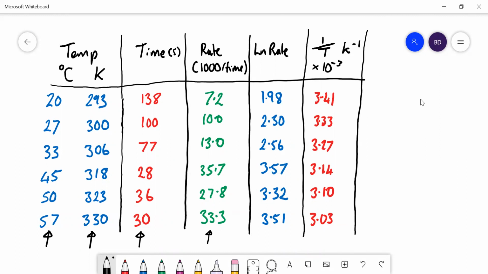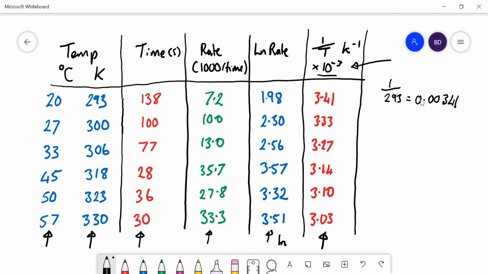so you can see that as the time gets shorter, the rate of reaction increases. Then we've taken a natural log of that by just pressing the ln button on our calculator, and here we've done 1 over the absolute temperature. And don't forget, you're doing 1 over 293. It's going to be quite a small number, 0.00341. So don't forget, we've got the 10 to the minus 3 bit there.